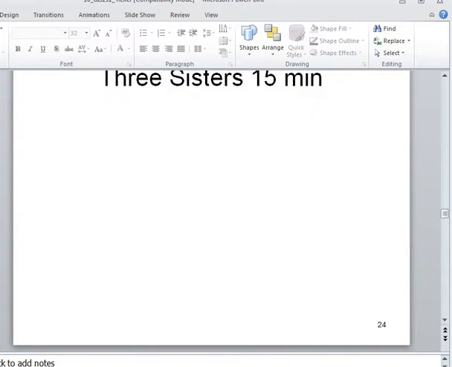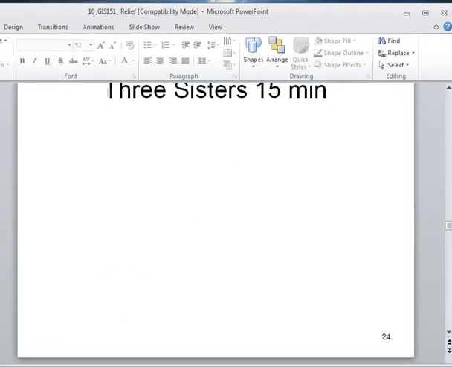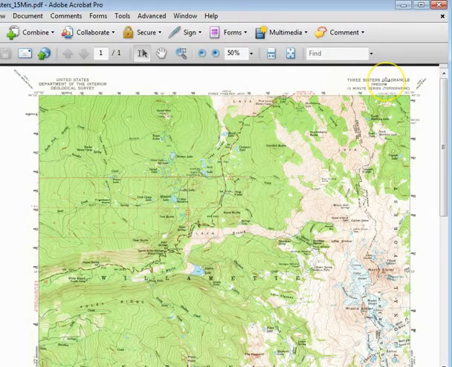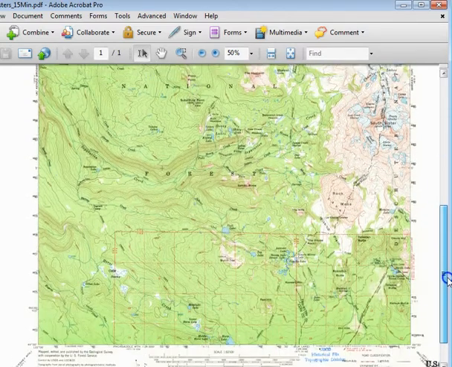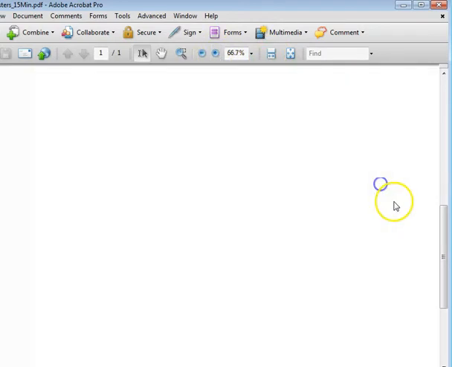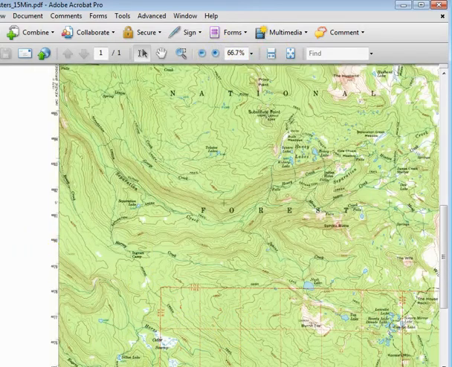So let's get out the Three Sisters maps and take a look at a couple of things. Okay, so this is a 15-minute map. So it covers twice the area of the Eugene East map. So it's 15 minutes in latitude, 15 minutes in longitude, right? And if you look at this map, instead of 2.5 minutes, you can see, let's see if I can magnify right here.